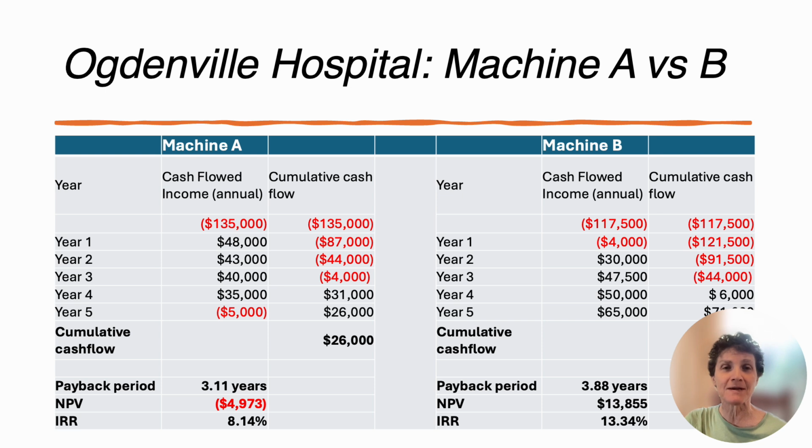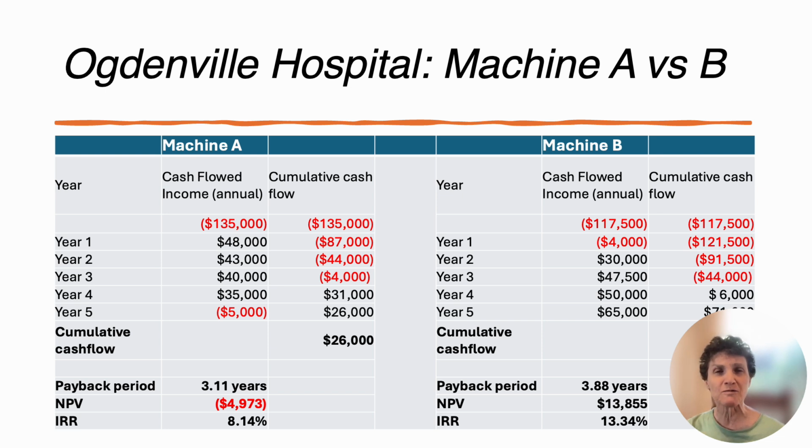However, the payback period ignores the time value of money and all income after the payback period. At the end of 5 years, the net present value, NPV, of machine A is minus $4,973, while machine B has a net present value of $30,855. So machine B is the preferred investment using the net present value.